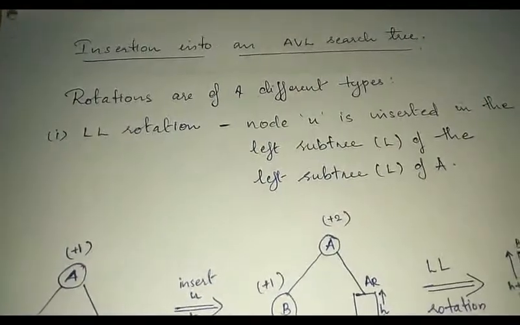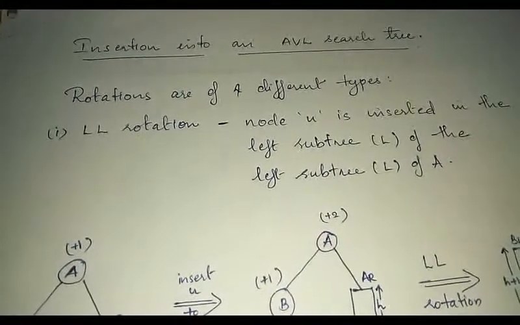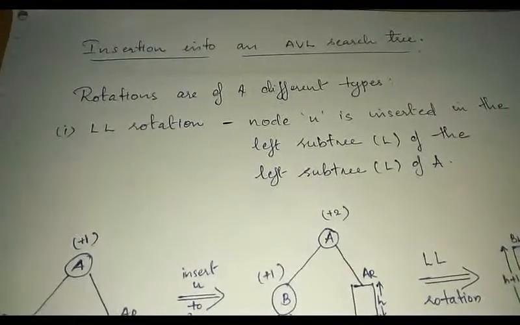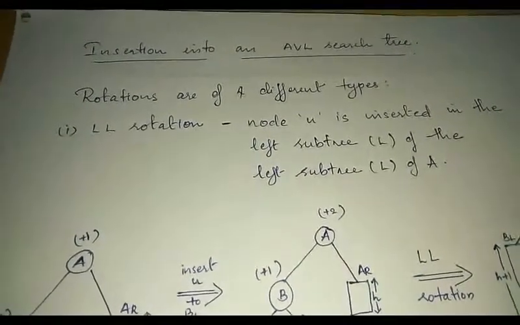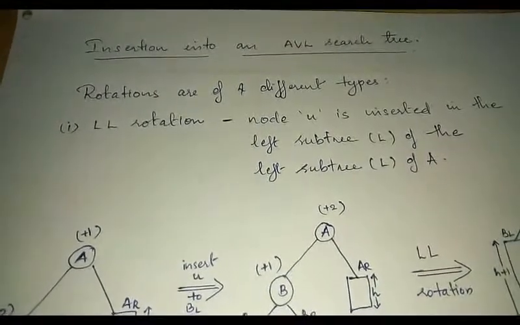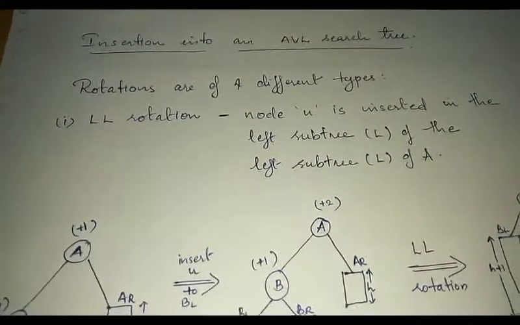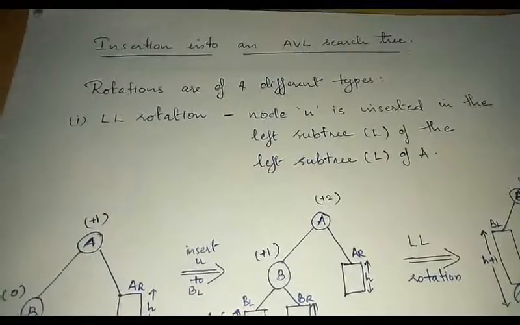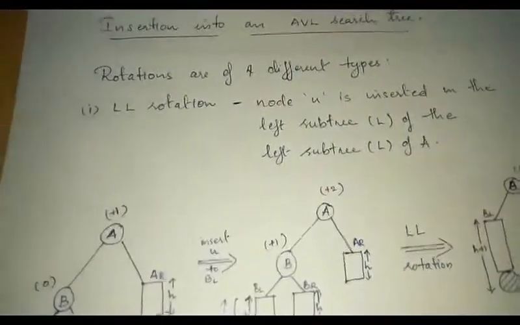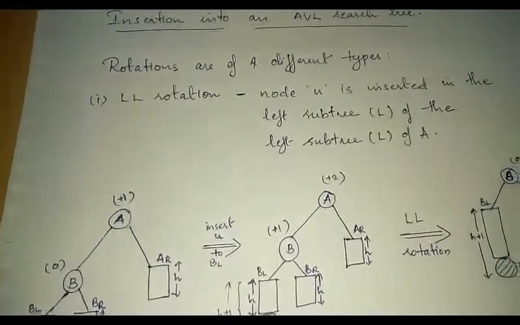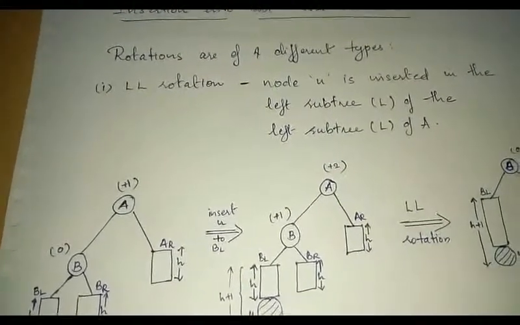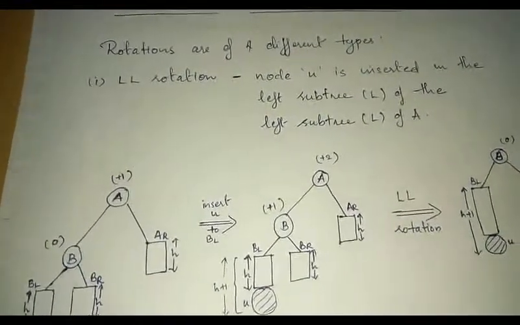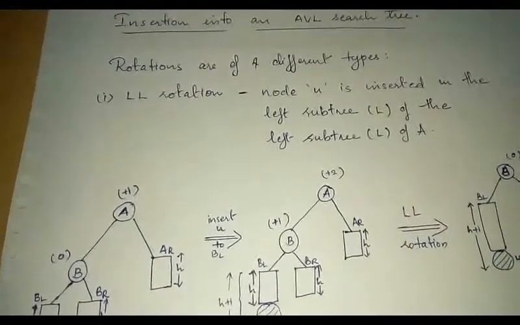Now let's see how insertion is performed in an AVL search tree. If after insertion the balancing factor of any of the nodes turns out to be anything other than the values 0, 1 or minus 1, then the tree is said to be unbalanced. So we have to balance it by performing rotations. Rotation is a mechanism which shifts some of the subtrees of the unbalanced tree to obtain a balanced tree. There are 4 different types of rotations in AVL.